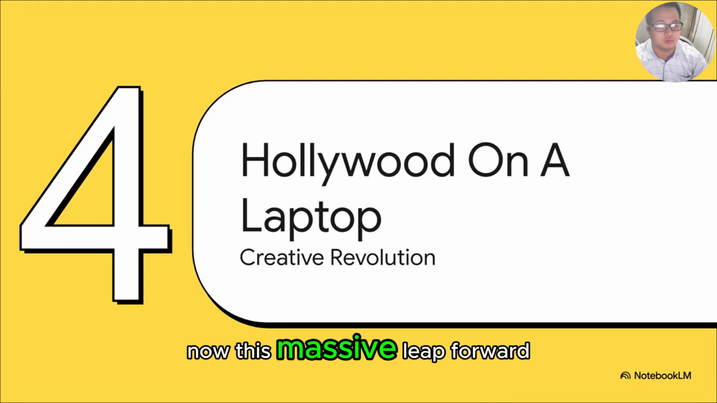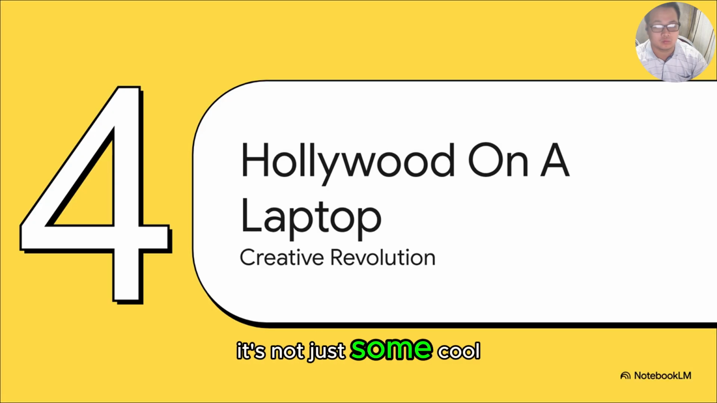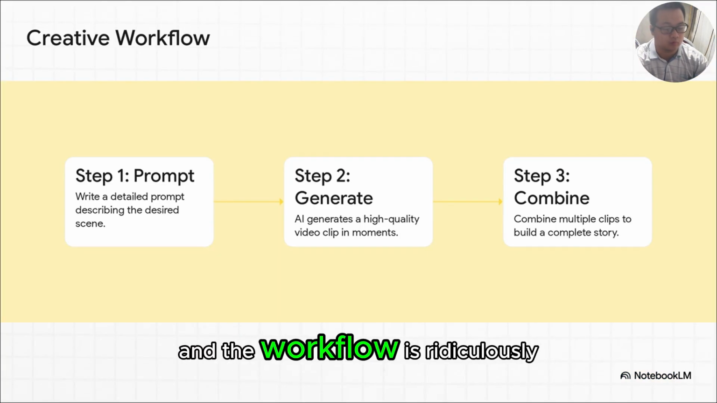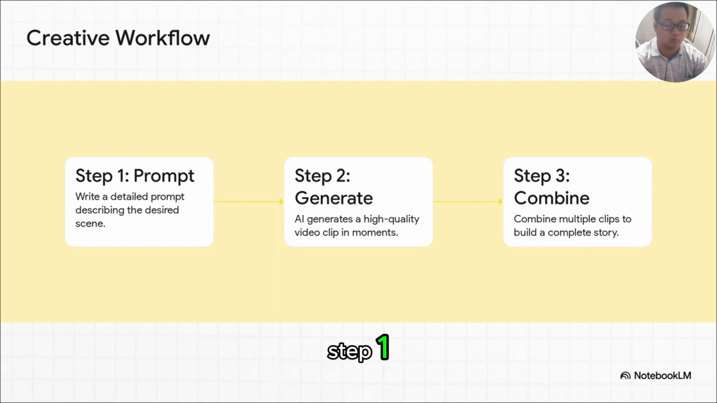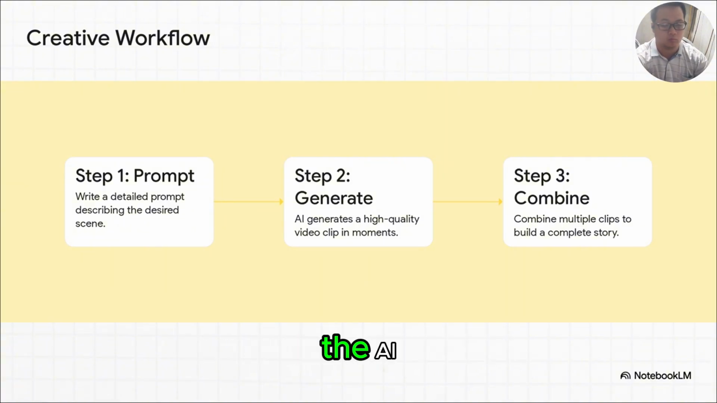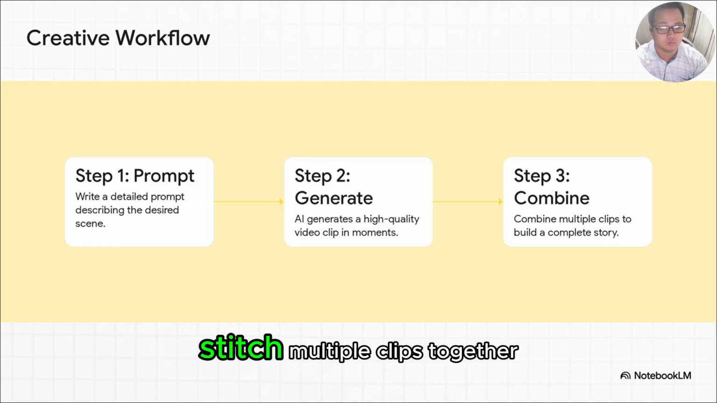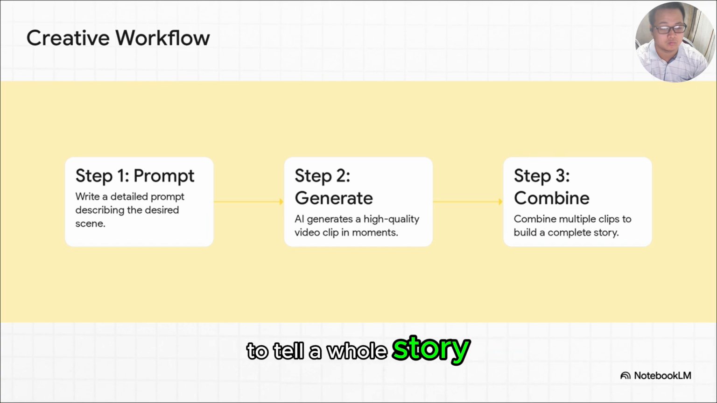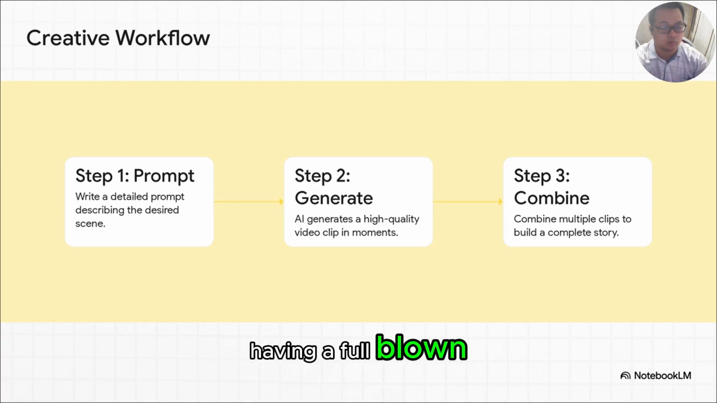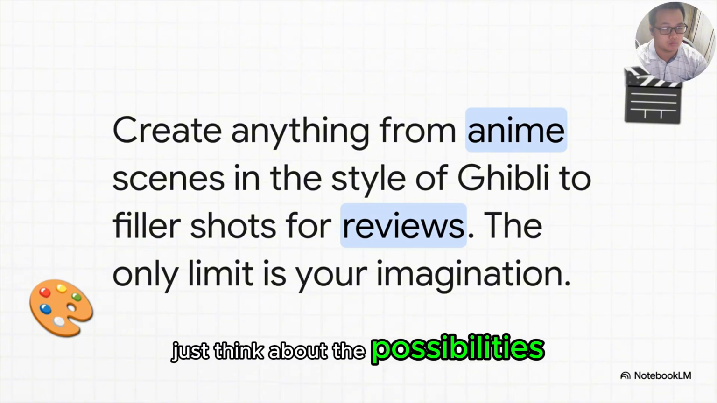Now, this massive leap forward in realism is not just some cool tech demo. No, this is a legitimate game changer for literally anyone who creates content. And the workflow is ridiculously simple. Step 1, you just write a detailed description of whatever scene is in your head. Step 2, the AI generates a high-quality video clip in moments. And step 3, you can stitch multiple clips together to tell a whole story. I mean, for filmmakers, for YouTubers, for anybody, it's basically like having a full-blown Hollywood studio right there on your laptop. It's insane.